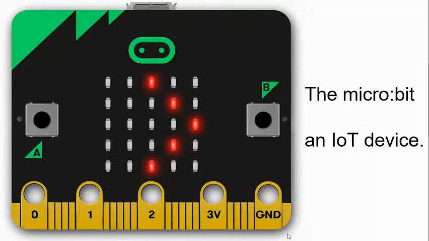Now, teaching about the Internet of Things, particularly as so many of the devices are Wi-Fi connected, has been very difficult in the past. But the microbit is an Internet of Things device. It has got Wi-Fi built into it, and so you can use it as a Wi-Fi connecting device between one microbit and another, or even a microbit and the Internet. This is one of the beauties of the microbit.